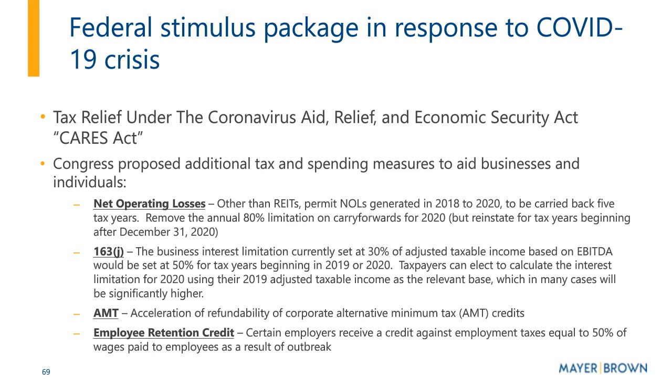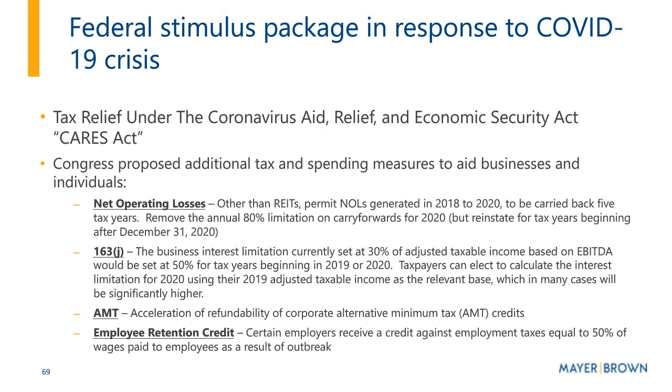AMT credits: as part of the original Trump tax reform in 2017, corporate AMT, I should say, was eliminated, and AMT credits became refundable over a period of time. That is accelerated, the refunds of those credits. There's an employee retention credit, so certain employers will get a credit against employment taxes. It's equal to $50,000 of wages paid to employees as a result of the COVID-19 outbreak.